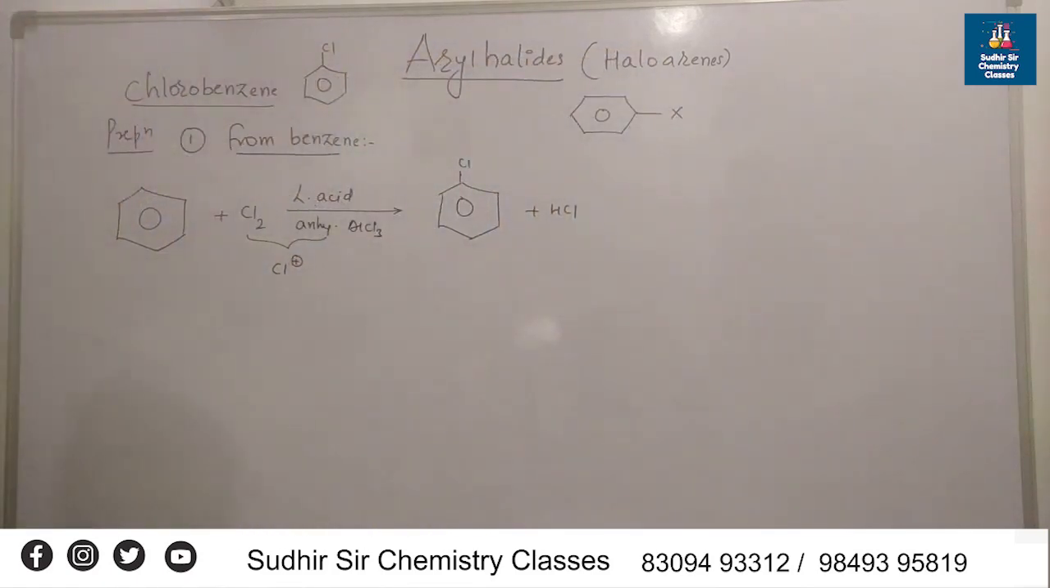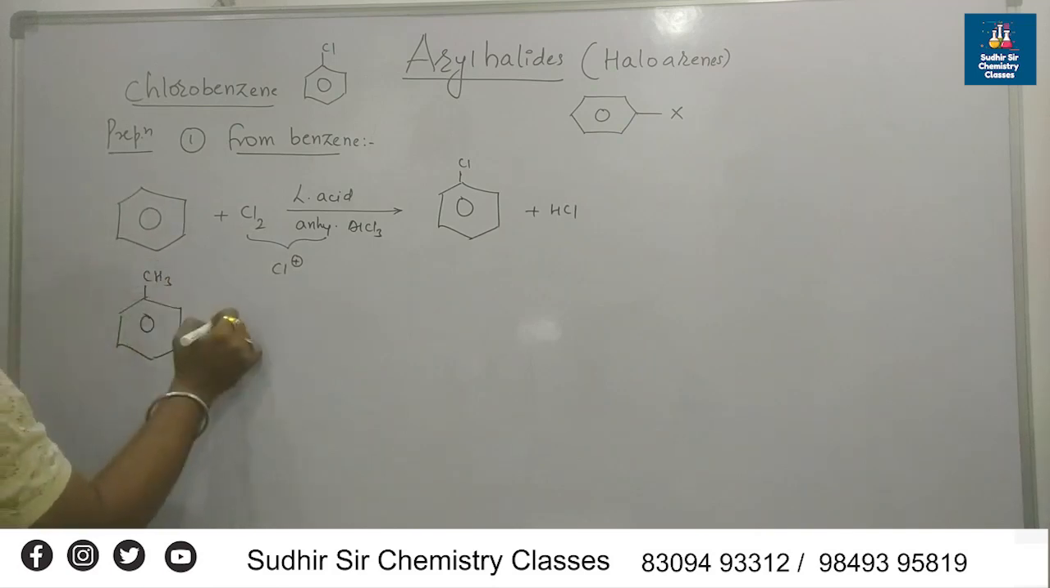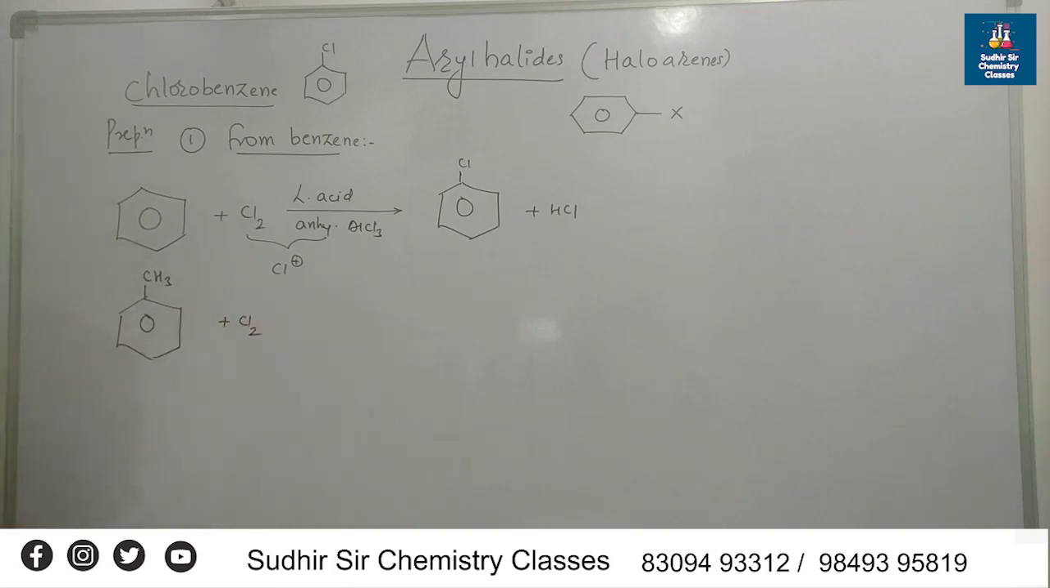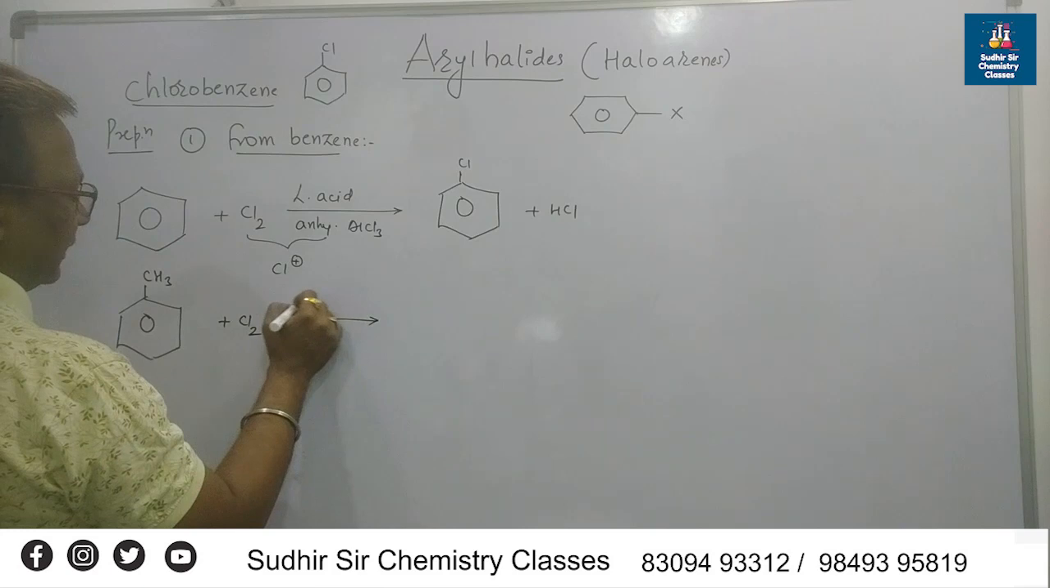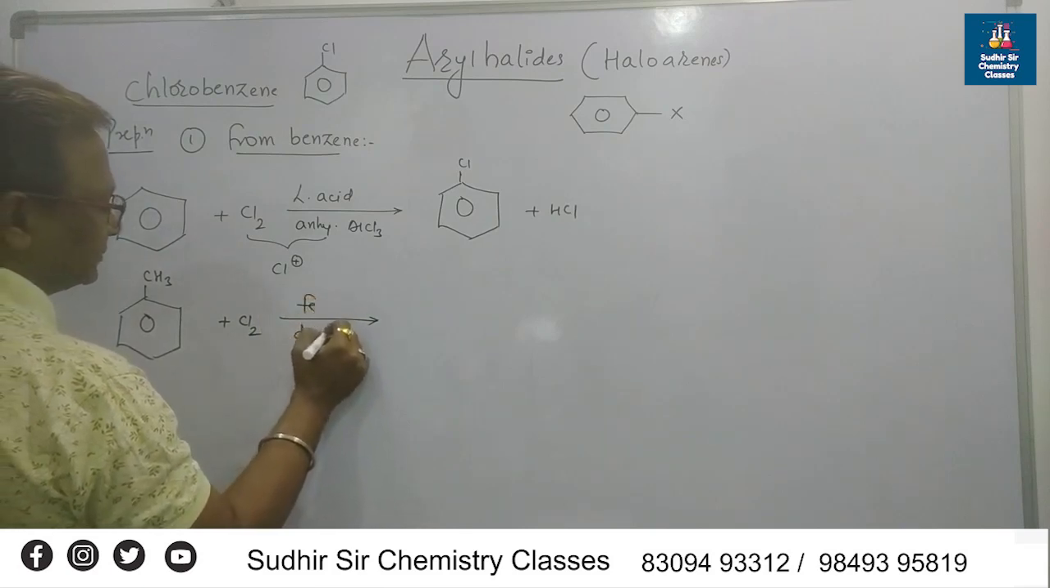The second important method to prepare aryl halide is by the diazonium compound. But before that, I want to go with one more example, that is toluene. Suppose we have toluene, and we do the chlorination over the toluene in the presence of iron but in the absence of light.